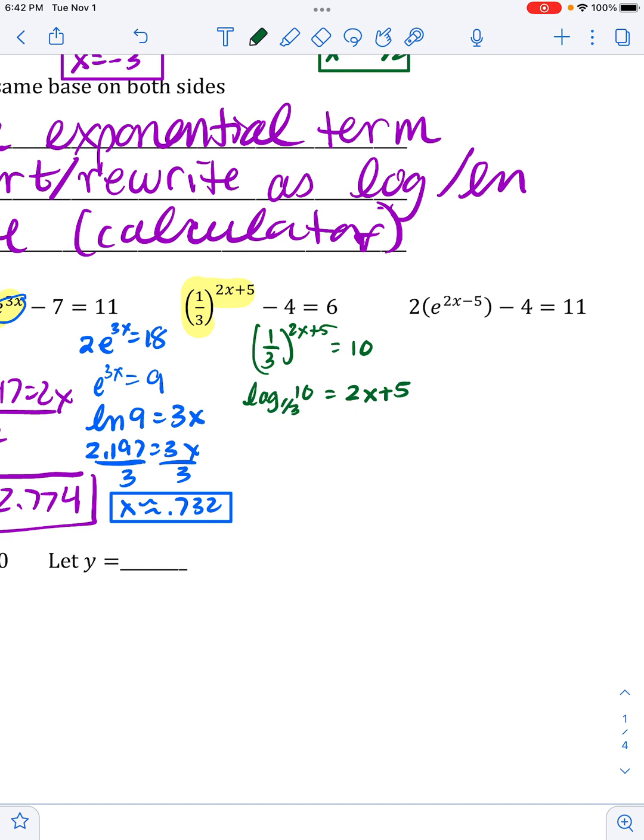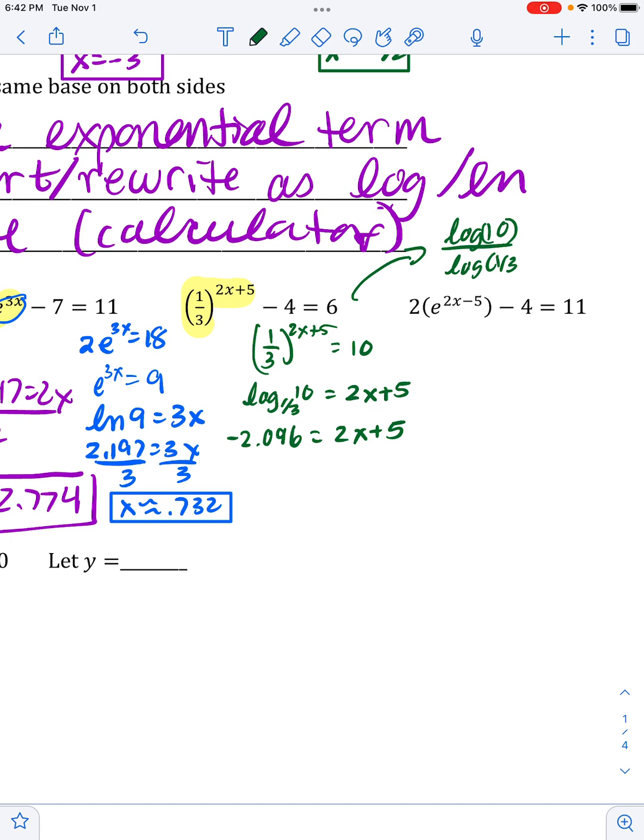So again, I get out my calculator, I do math, I scroll all the way down until it says log base. If you don't have that feature, you're going to use the change of base and you're going to have to do log 10, divided by log 1/3. And you should get the same decimal answer that I'm talking about using the log base function for. If you don't know if your calculator has a log base function, ask your friends. They probably can help you find it if your calculator is new enough to have it.